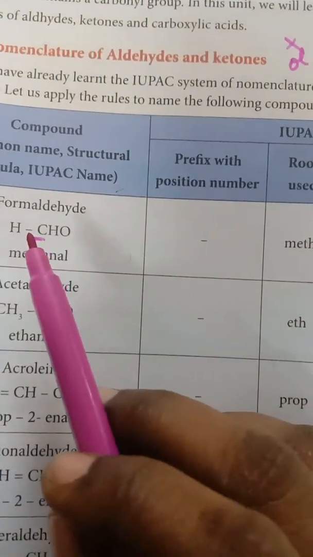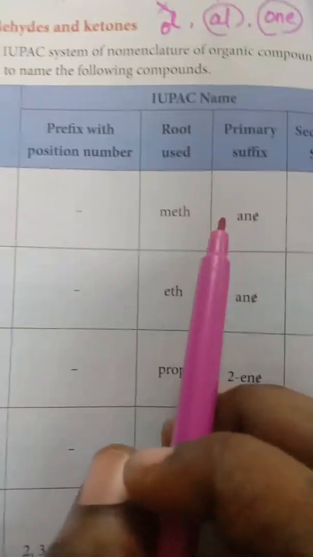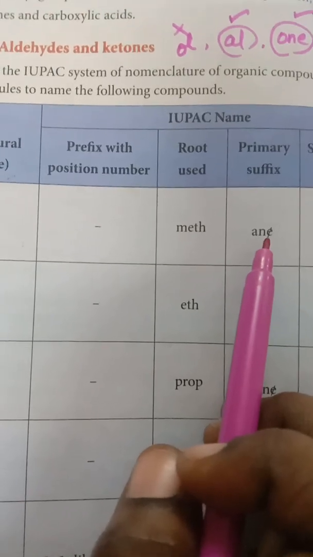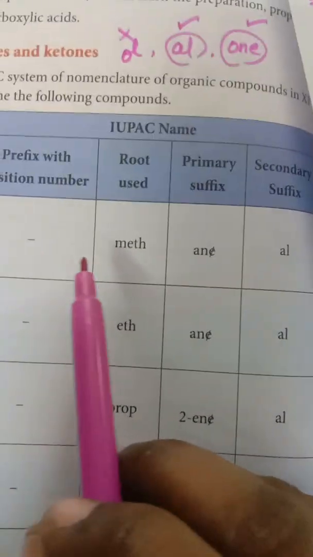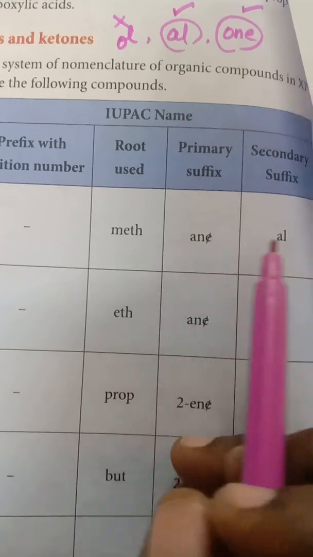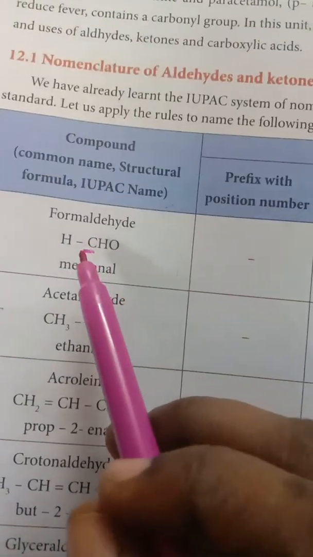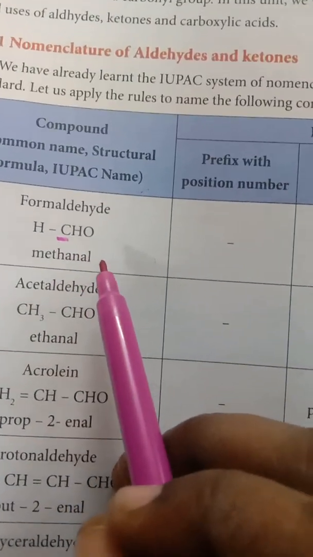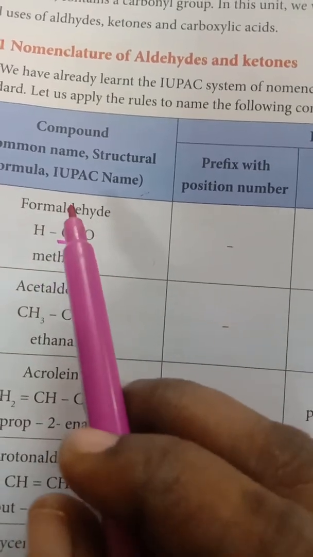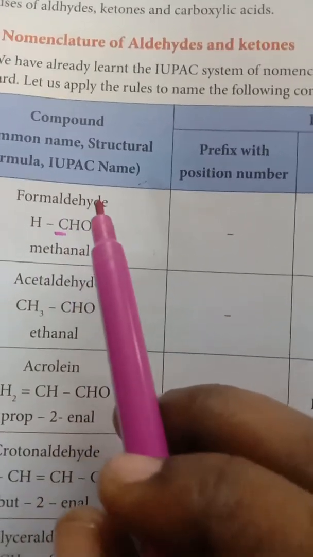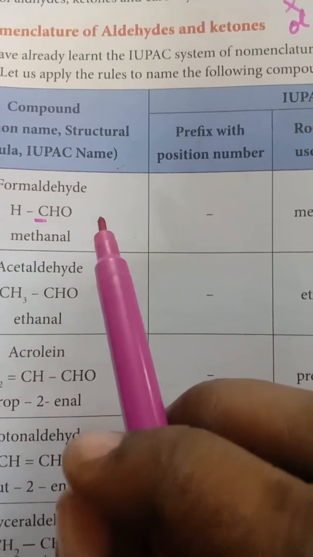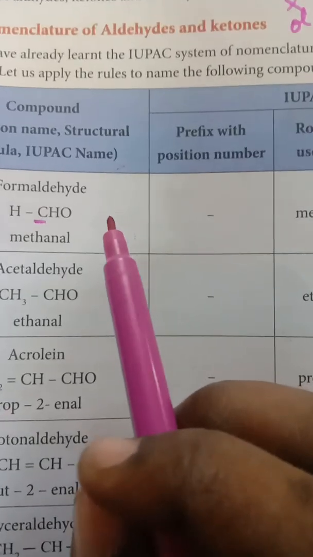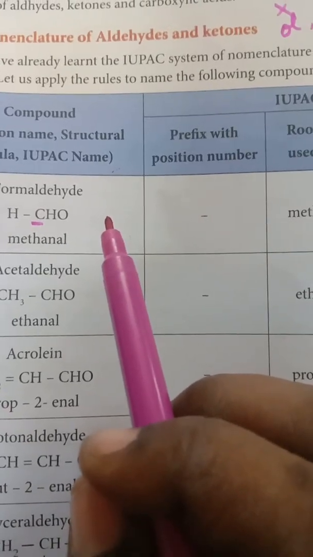Since it is a single bond, you have to write "ane". Okay, the primary suffix is "ane". The secondary suffix is the functional group. What is the functional group? Aldehyde, so it is "al". If you join all these, you will get methanal. So the name is methanal. Methanal is the IUPAC name, and commonly you call it formaldehyde. I have taught you many times in the class how to write an IUPAC name. So if you are comfortable with it, you can name it in IUPAC name itself.